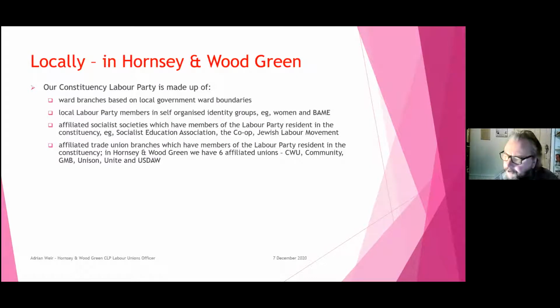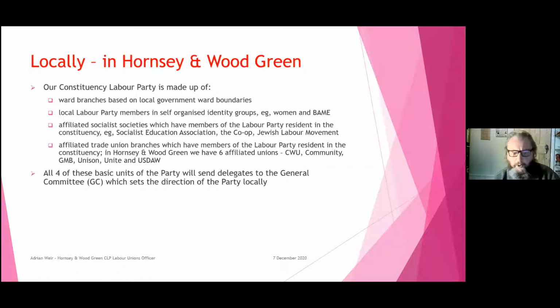There are affiliated socialist societies, which have members of the Labour Party resident in the constituency, and I've just named a few there: Socialist Education Association, the Co-op Society, the Jewish Labour Movement, and affiliated union branches that have Labour Party members resident in the constituency. And in Hornsey and Wood Green, we've got 6 affiliated unions: communication workers, a union called Community, the GMB, Unison, Unite, and USDAW.